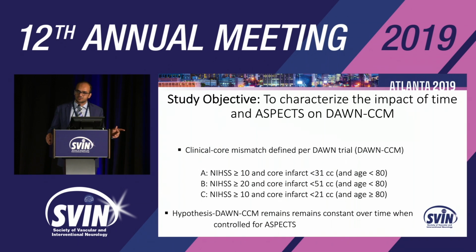So to answer this question, we wanted to characterize the impact of time and ASPECTS on the prevalence of DAWN trial-defined clinical core mismatch. The DAWN trial defined mismatch in a way that if you have severe stroke symptoms and a small stroke volume, that's a mismatch. So stroke scale score of 10 or more and core volume less than 30, mismatch. Stroke scale score of 20 or more and core less than 50, that's a mismatch. And we hypothesized that the prevalence of DAWN clinical core mismatch remains constant over time when you control for ASPECTS score.